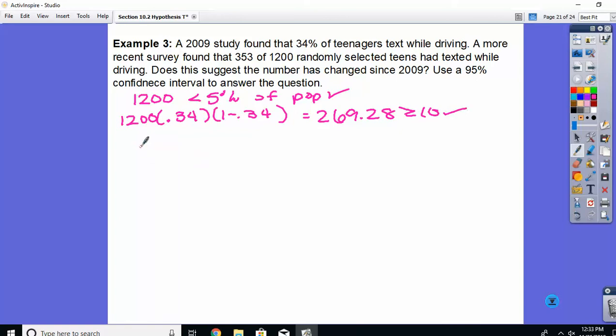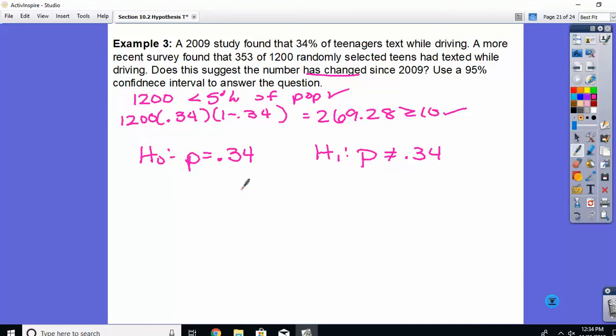Now we need to figure out what's the null and alternative hypothesis here. The null is p equals 0.34. It's the percent, so it's our proportion. We just want to know if it has changed. So the alternative would be p not equal to 0.34. Okay, so we could do this how we did example 2 yesterday, but I've asked you to build a confidence interval to do it. So let's talk about our confidence interval.